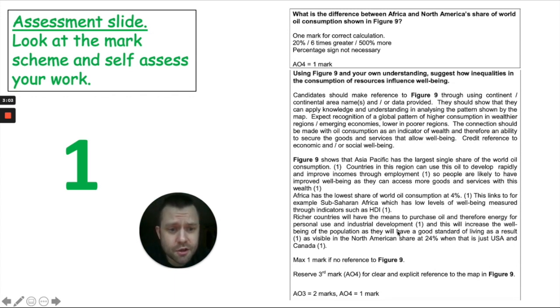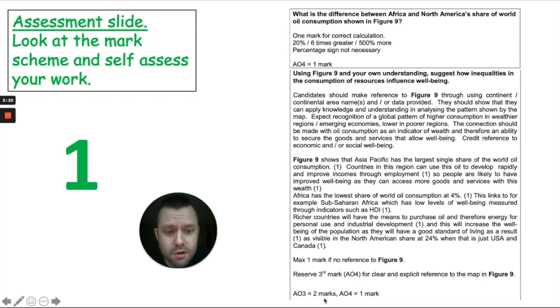You then can turn your attention to richer countries and say, richer countries will have the means to purchase oil and therefore energy for personal use and industrial development. Okay, so richer countries, such as the USA in North America, they've got more money, they can purchase more oil, their industry can develop, people can drive around in cars. Alright, so that's all you needed to do.